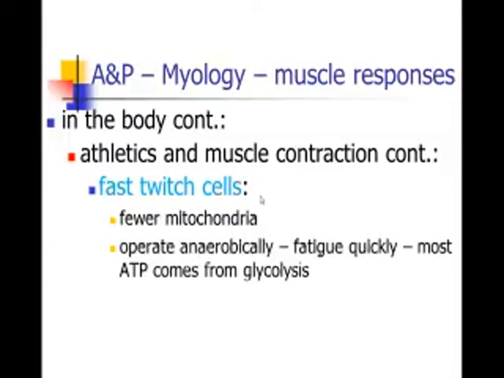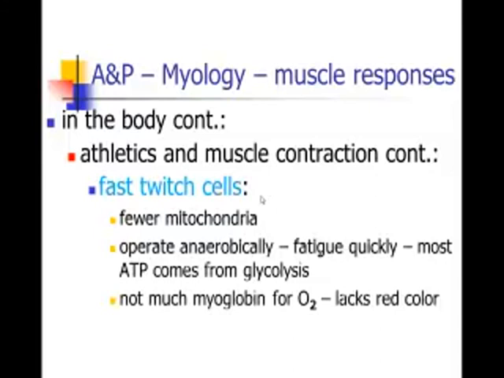They frequently operate anaerobically, so they use fermentation, they use glycolysis to get their energy. And because they're running anaerobically, they tend to fatigue pretty quickly. Most of the ATP does come from glycolysis. They don't have very much myoglobin. For that reason, they're not particularly red. They usually have less blood supply. That also means that they're not particularly red.